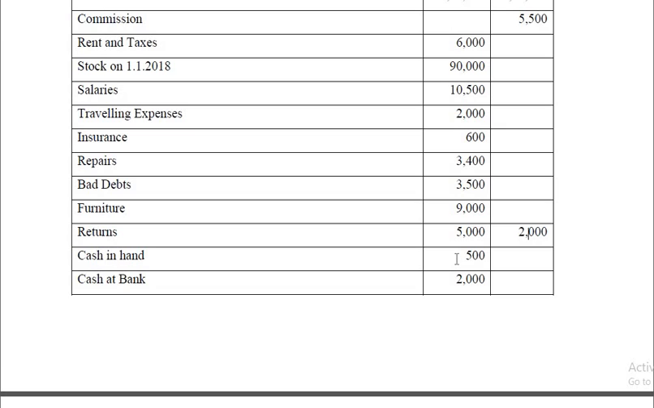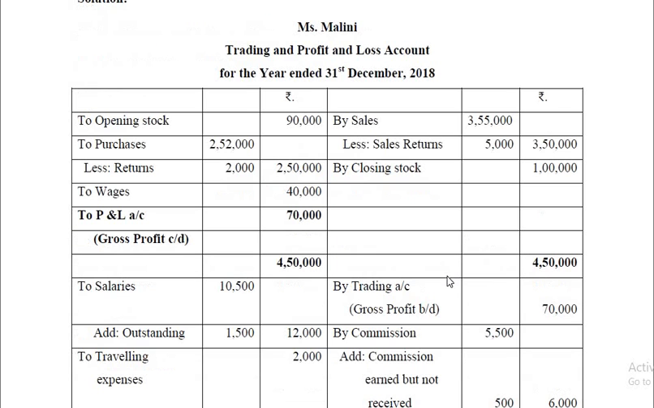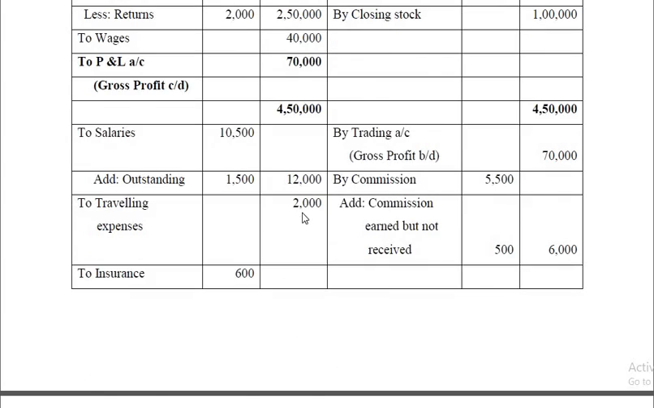Cash in hand, yes, it's an asset. Cash in bank, it's an asset. And that's all. Look at the solution. Opening stock, purchases minus purchase returns, wages, and on the credit side, sales minus sales returns, closing stock. So if you balance, you will get a net gross profit of 70,000.